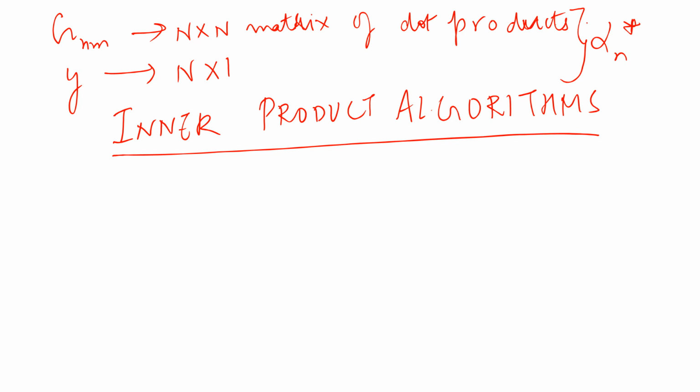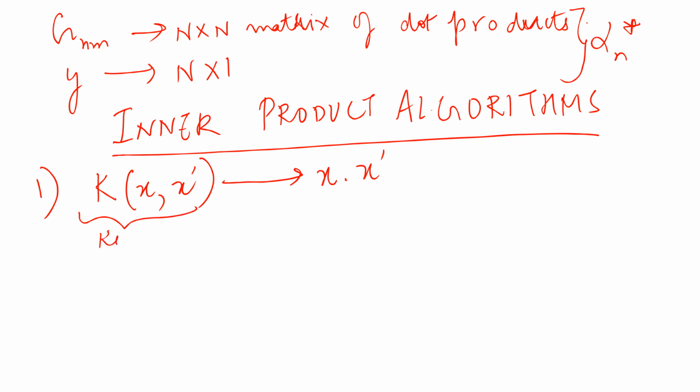Step number one in this inner product algorithm is that suppose you give me a function k that acts on two vectors x and x prime, and it gives me the dot product of x and x prime. Of course, this function must be doing something, but from the perspective of the algorithm, just give me a function that takes in two vectors and gives me the dot product of those two vectors. Let me call this function a kernel. Okay, so this is step one.